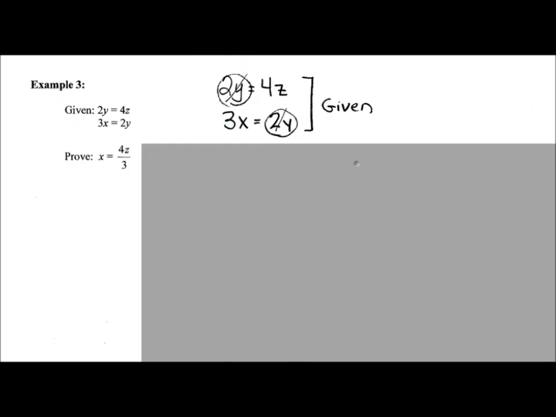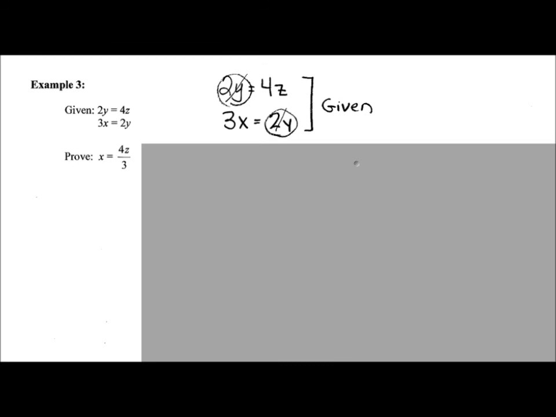All right, example 3, they give us a couple of things. 2y is equal to 4z, and 3x is equal to 2y. That's my given information, and I always begin by writing down my givens. Now, if 2y is the same as 4z, and 2y is the same as 3x, it reminds me of my cans of soda, then 4z and 3x must also be the same.